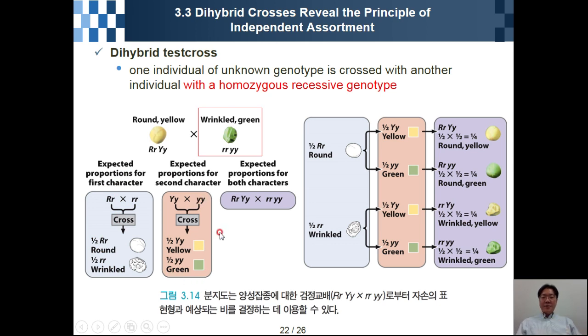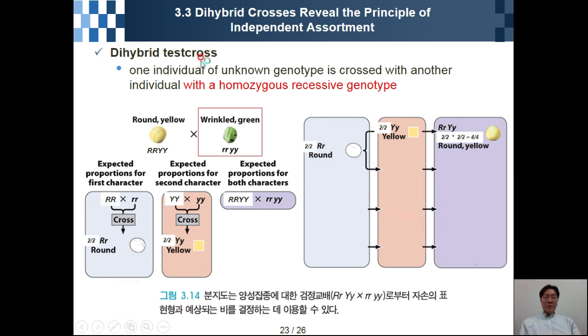How about in these cases? The expected proportion per second character will be 1 out of 2 yellow, and 1 out of 2 green. And the expected proportion for both characters, we can combine with each other. This can go here, and this can go here and there. Then we multiply them, and round and yellow will be 1 out of 4, round and green will be 1 out of 4, wrinkled and yellow will be 1 out of 4, and wrinkled and green will be 1 out of 4.